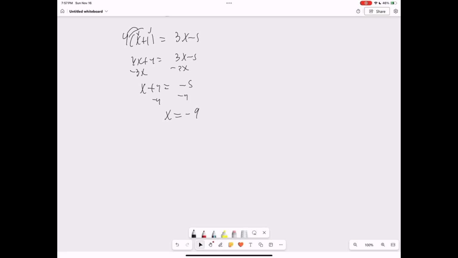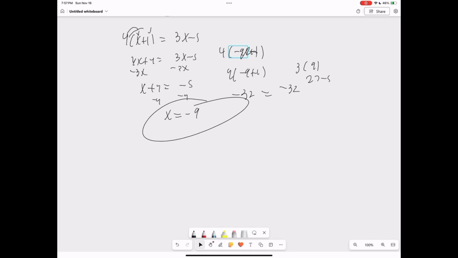x equals negative 9. So 4 times negative 9 plus 1. So 4 times negative 9 plus 1, this is negative 8. So negative 32 is equal to 3 times negative 9, which is negative 27. Negative 27 plus negative 5 is negative 32. So this is indeed verified. Great.